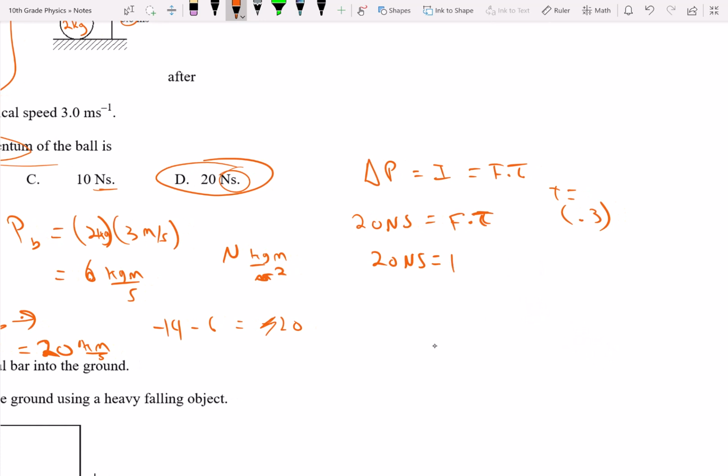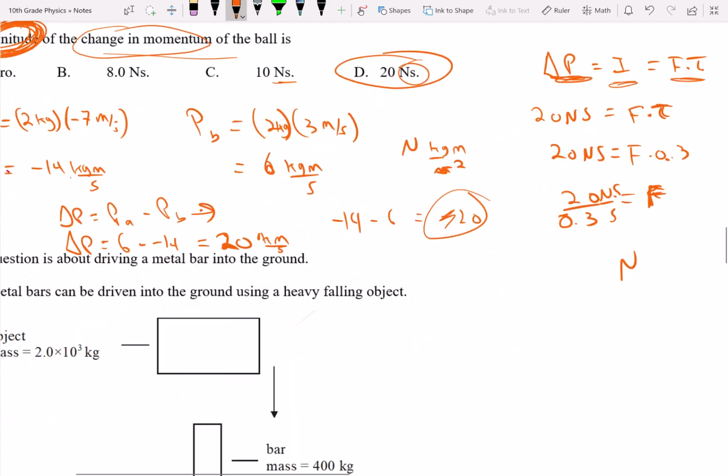So in this case, that would be force times 0.3, or I take 20 over 0.3, right? And this is Newton seconds over seconds. This is 0.3, and you would get how much force in newtons the ball hit the ground with, right? Likewise, if I told you the force that it hit the ground with, you could figure out the time. So just be ready for things like that, knowing that change in momentum, like we found here, is the same thing as impulse, which is also force times time.